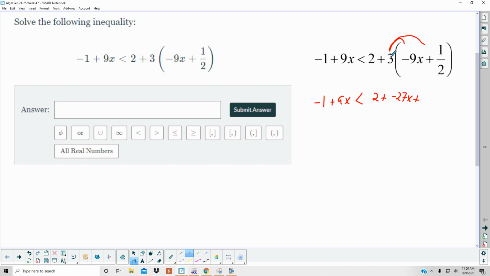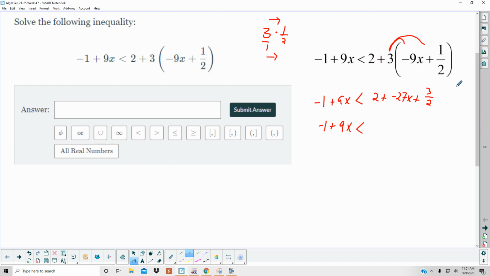plus, and when you multiply a whole number by a fraction, 3 times a half, think of it, there's a 1 on the bottom, and you just multiply straight across. So that would be 3 halves. Now you've got some like terms on the side, so I'll go ahead and combine those. Negative 1 plus 9x is less than 2 plus 3 halves.